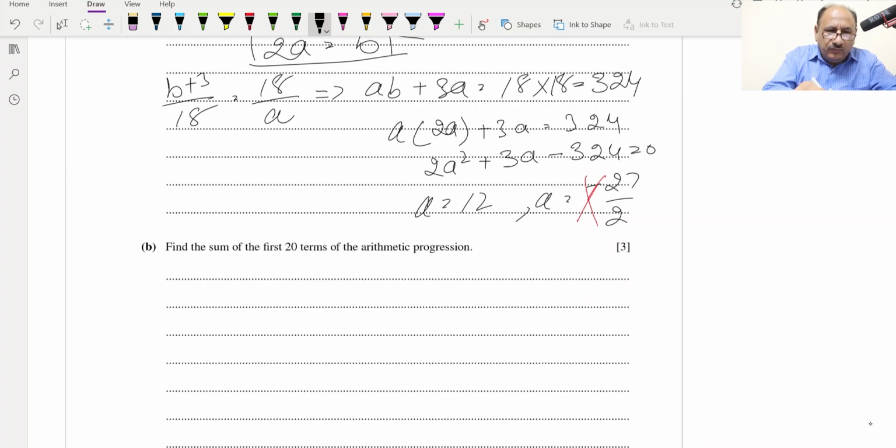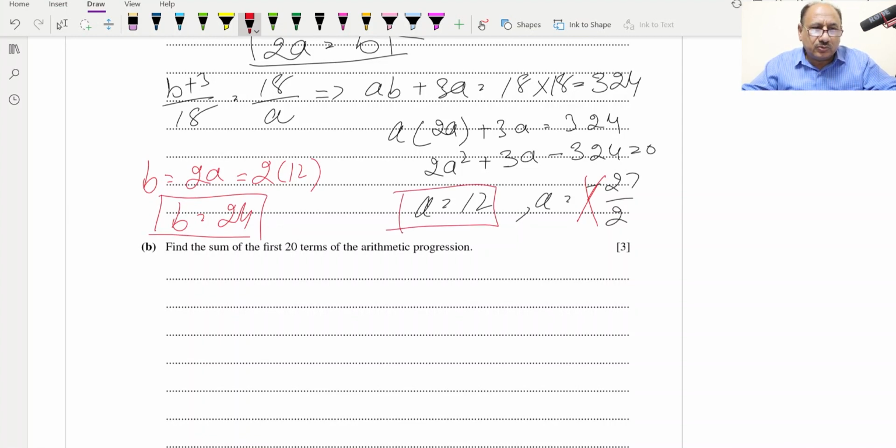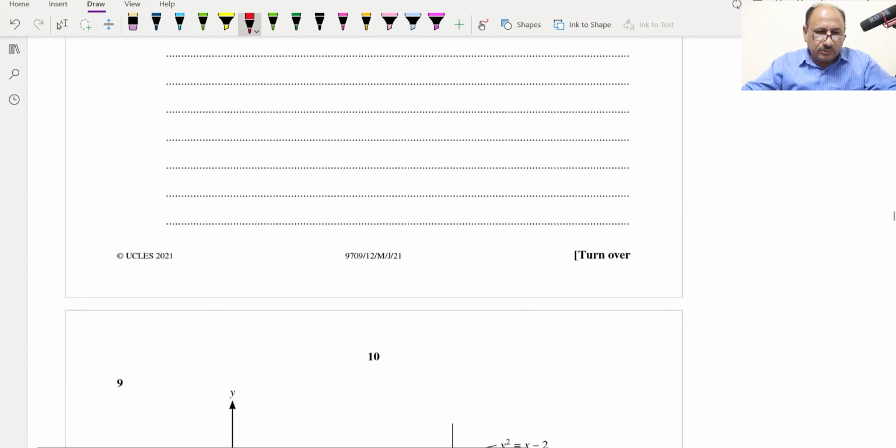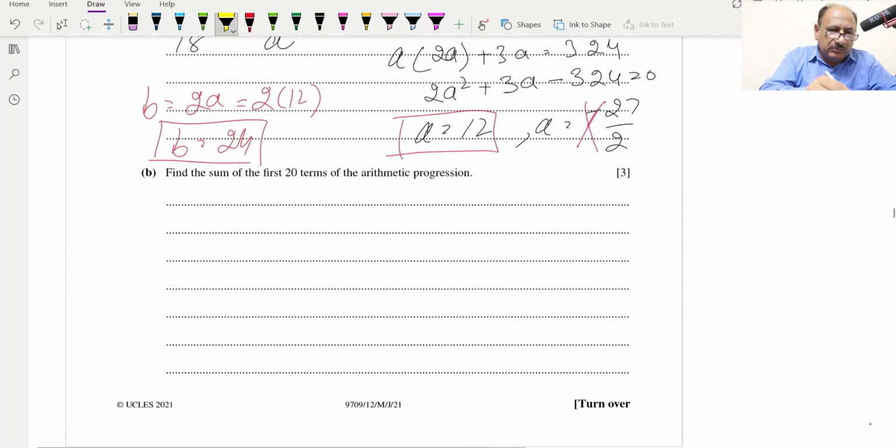So b value, we can find b will be equal to 2a, and this is equal to 2 into 12. So b is equal to 24. So a value is 12 and b value is 24. Hopefully you understood this. Now question, same question, b part.